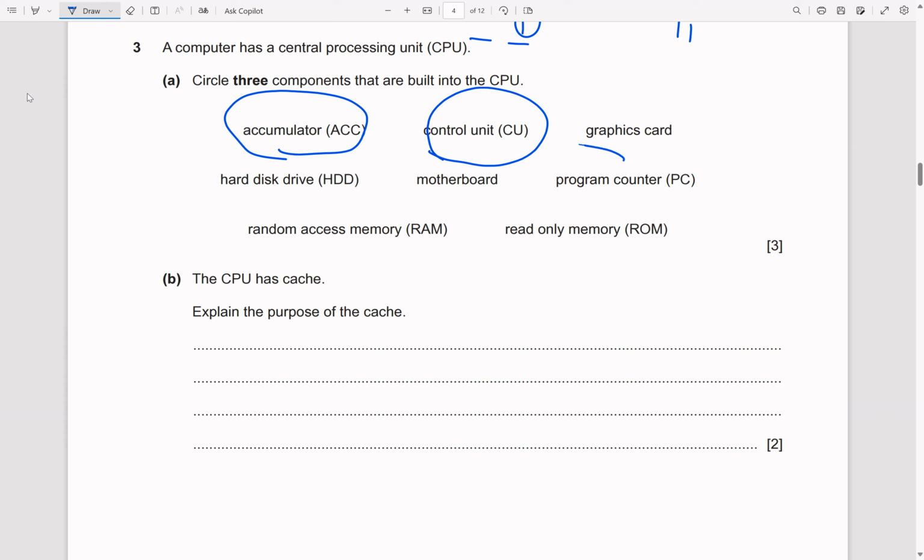Alright, and then while we think, the program counter, okay, this is also going to be one of the registers. And the program counter, hopefully you remember, stores the address of the next instruction we're about to execute. Right, part B, CPU has cache, explain the purpose of the cache.